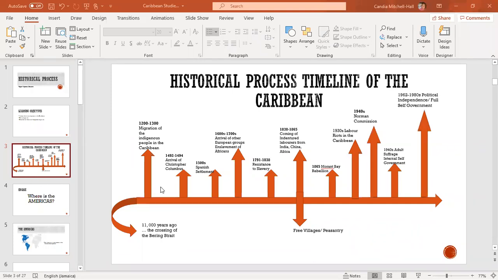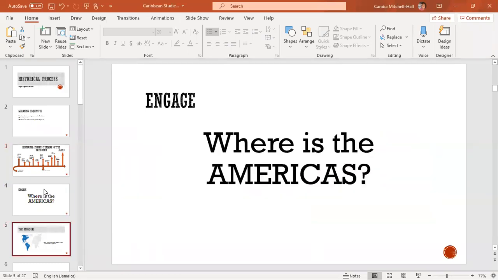So before that, we're going to start here. This is where we are starting today. 11,000 years ago, what was the area like? 11,000. All right?